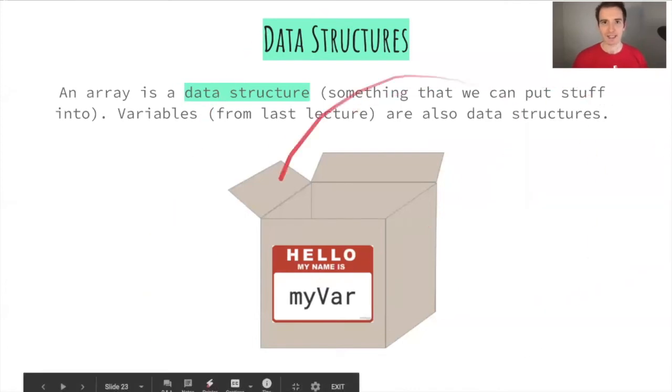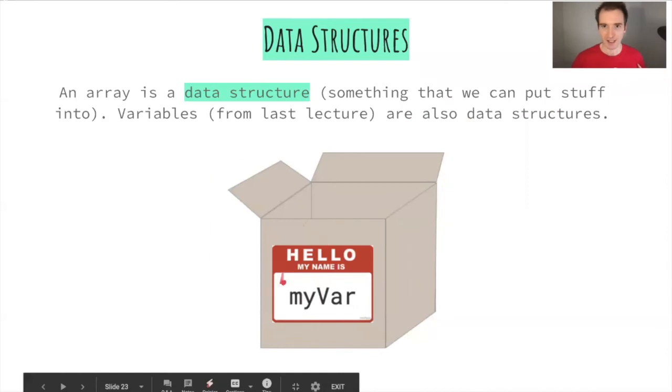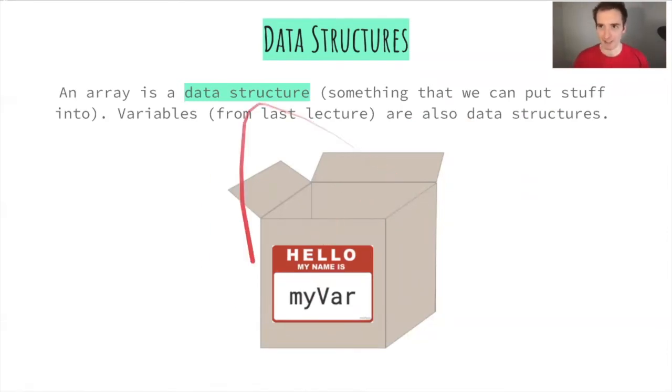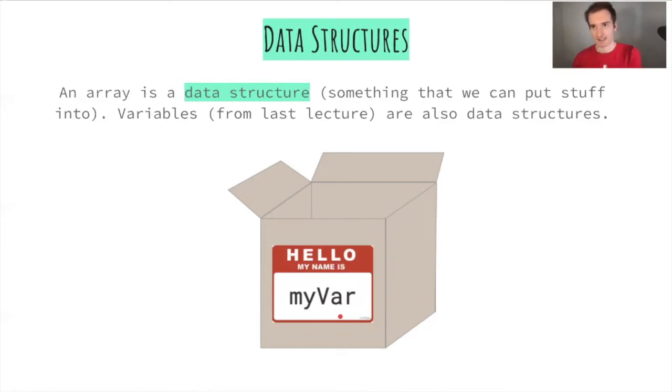From last lecture, we said that a variable is sort of like a box. It's something that you can put some value in. If we did something like let myvar, that's basically saying, okay, give me an empty box. We have a box and we're putting a name tag onto that box with whatever we named it, in this case, myvar. And we can then put things inside of the box and access them later.